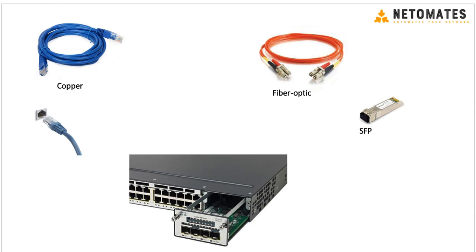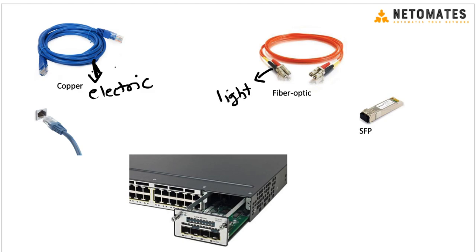In a copper cable, the computer will transmit the data in the form of electric pulses. But in the fiber cable, the computer will transmit the data in the form of light.